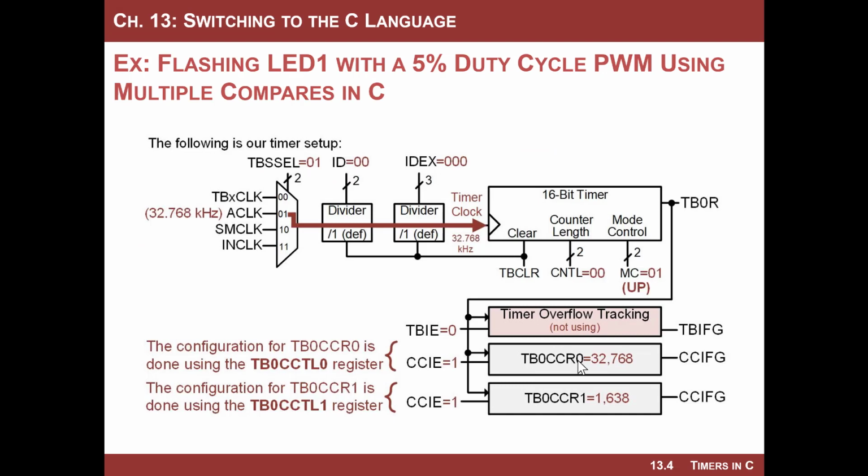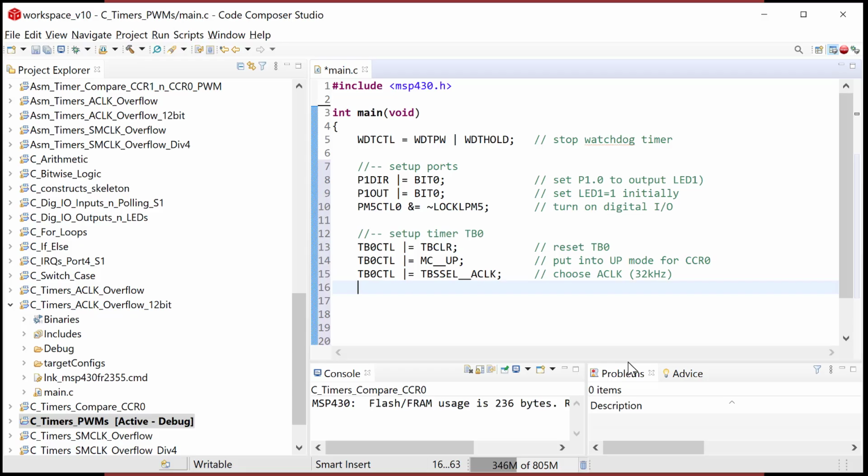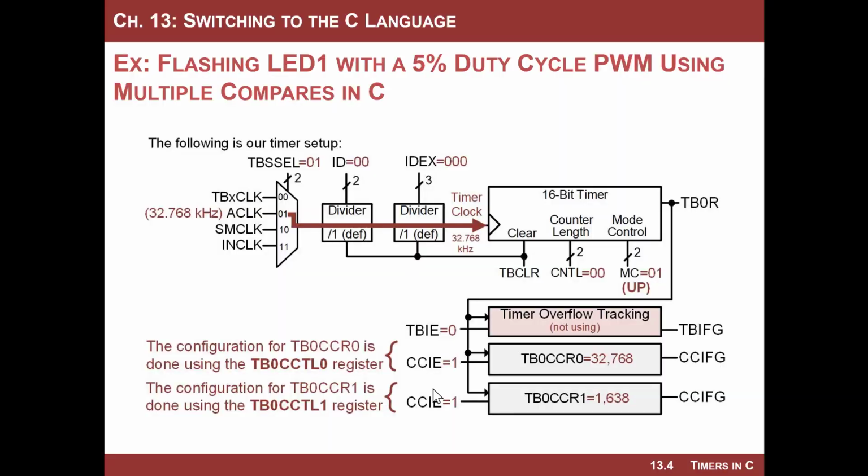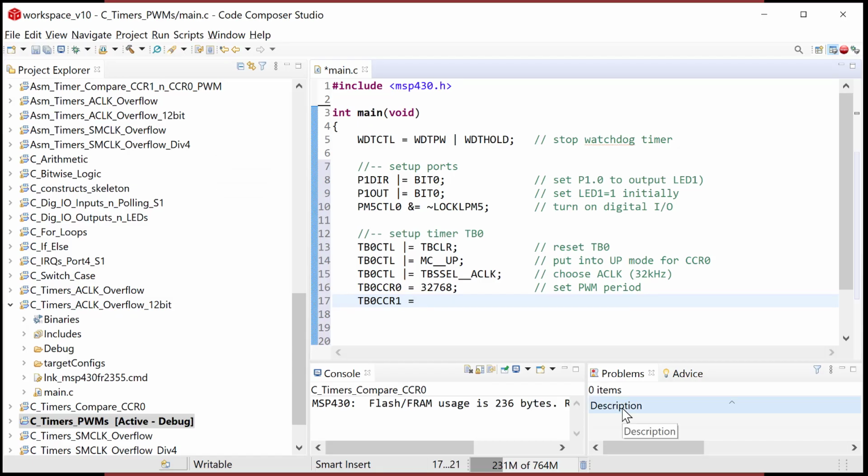So TB0CCR0 gets 32,768. I'm going to go TB0CCR0 equals 32768, and I'm going to comment set PWM period so I can remind myself what that value is doing. Then I'm going to go TB0CCR1, and that's going to be equal to 1638. So 1638. Come over here, set PWM duty cycle.